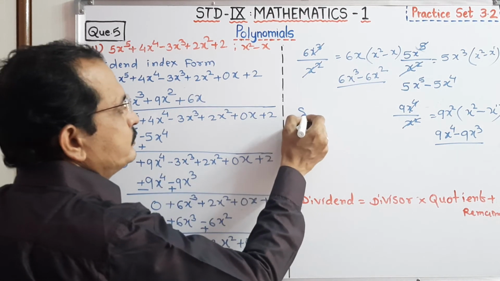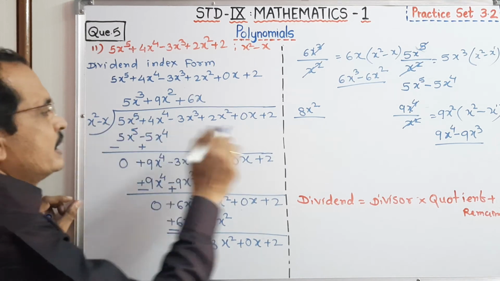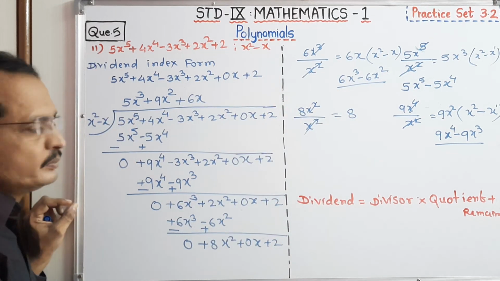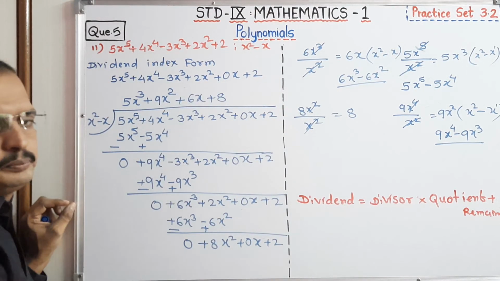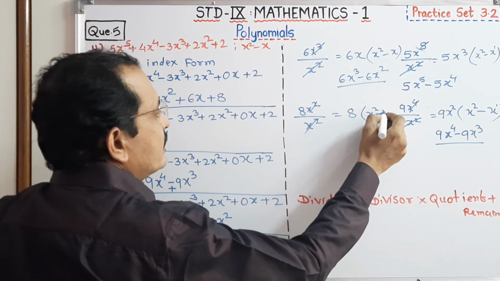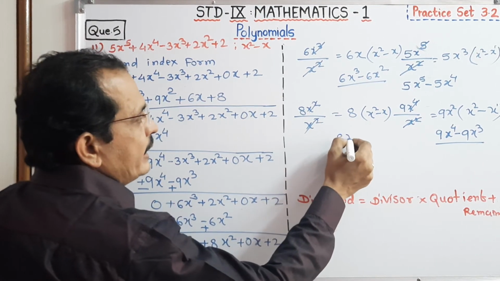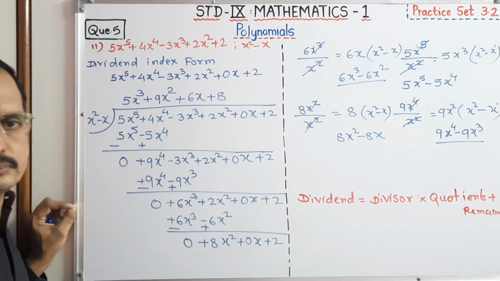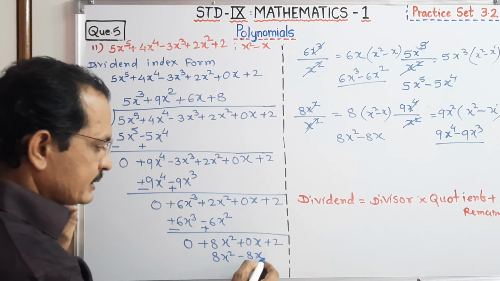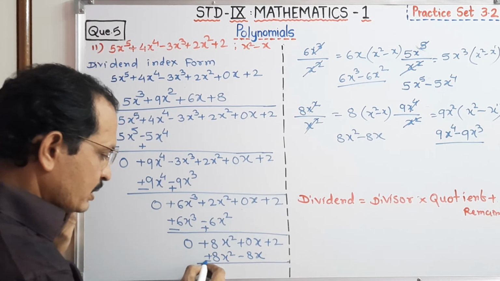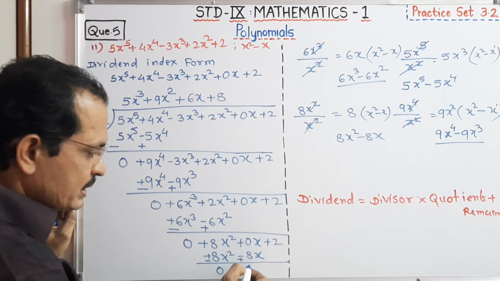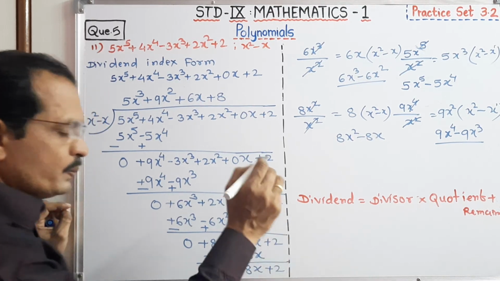Again this 8x square divided by this x square. This x square gets cancelled, it is 8. Therefore we have to write here plus 8. Now 8 is multiplied with this x square minus x. Now 8x square minus 8x. This plus will become minus, minus will become plus. It is 0 plus 0x plus 8x, it is 8x plus 2.